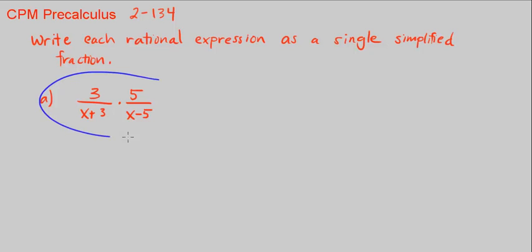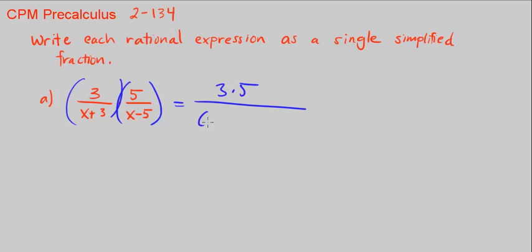Alright, so in part A, we're given one expression multiplied by another expression. Okay, so we don't need to do anything but multiply the numerators and denominators. So this is equal to 3 times 5 over x plus 3 times x minus 5, right? Because for multiplication, we don't need any common denominator or anything. So 3 times 5 is 15.